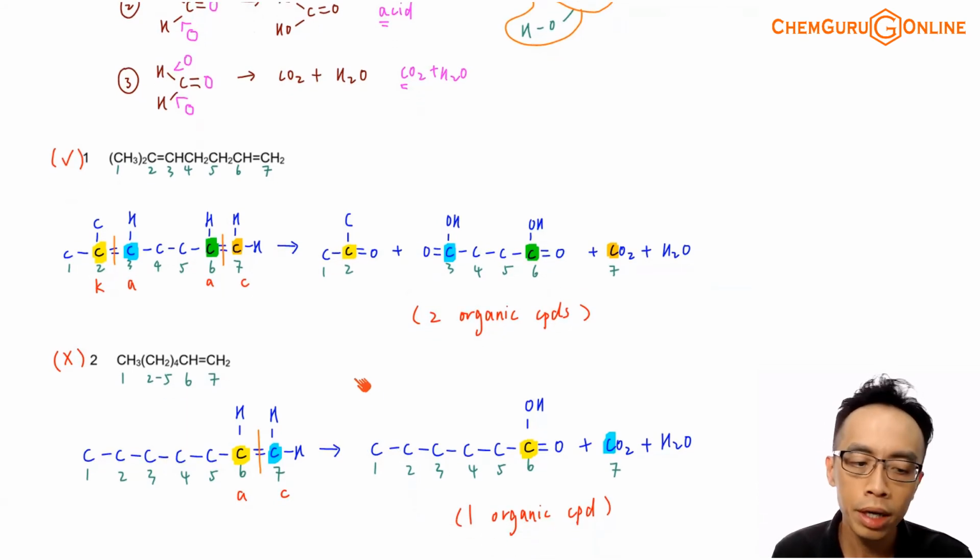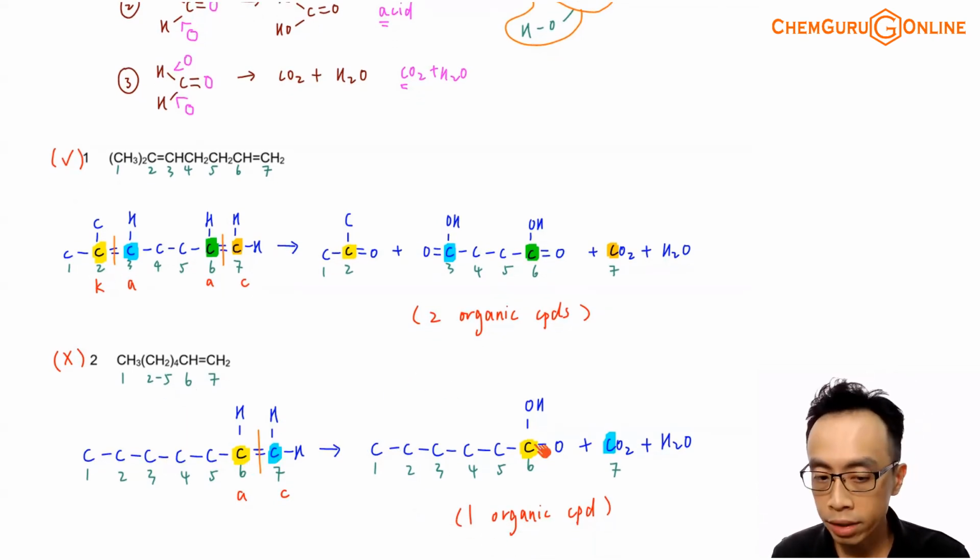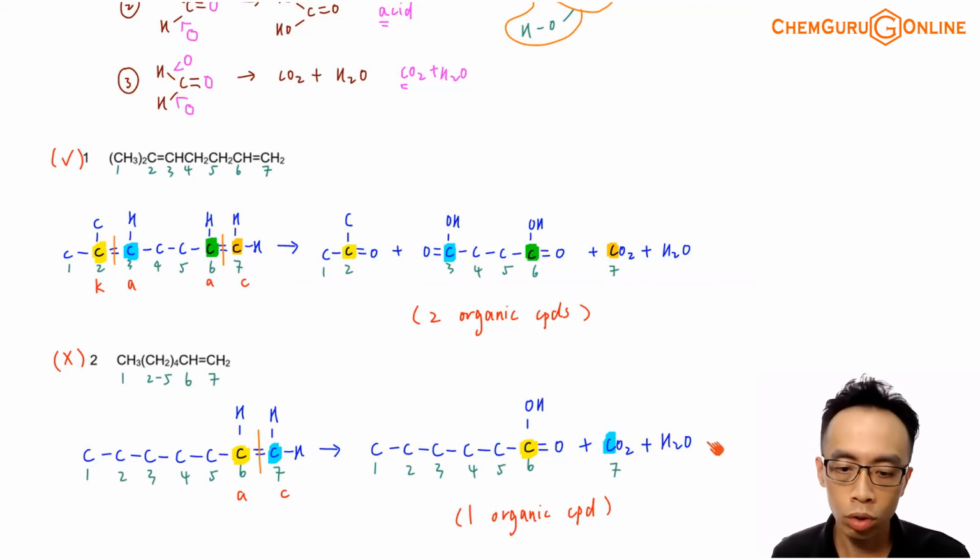So this is fairly simple. I'll convert carbon position 6 to my acid, carbon position 7 to CO2 plus water. I'll end up with 1 organic compound. Again, CO2 is not counted as an organic compound.